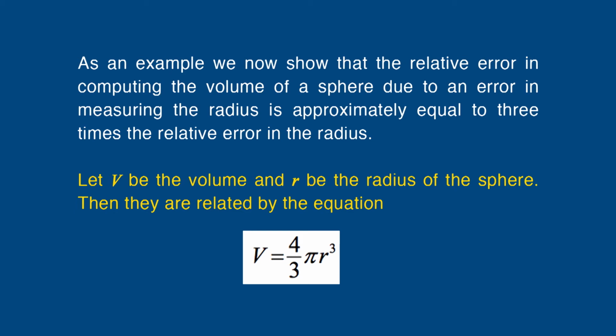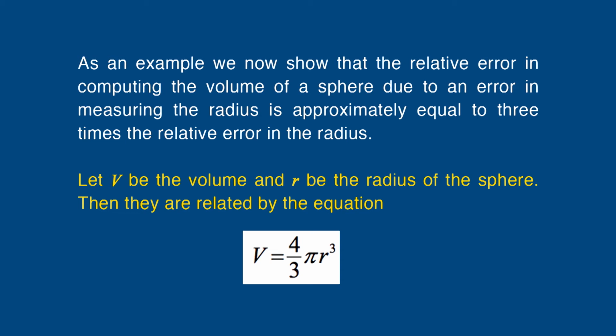As an example, we now show that the relative error in computing the volume of a sphere due to an error in measuring the radius is approximately equal to 3 times the relative error in the radius. Let V be the volume and R be the radius of the sphere. Then they are related by the equation V is equal to 4/3 times pi r cubed.